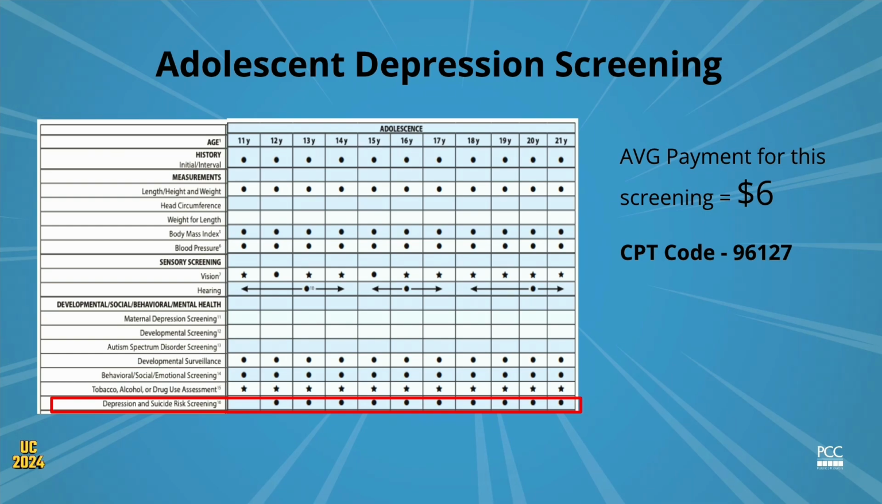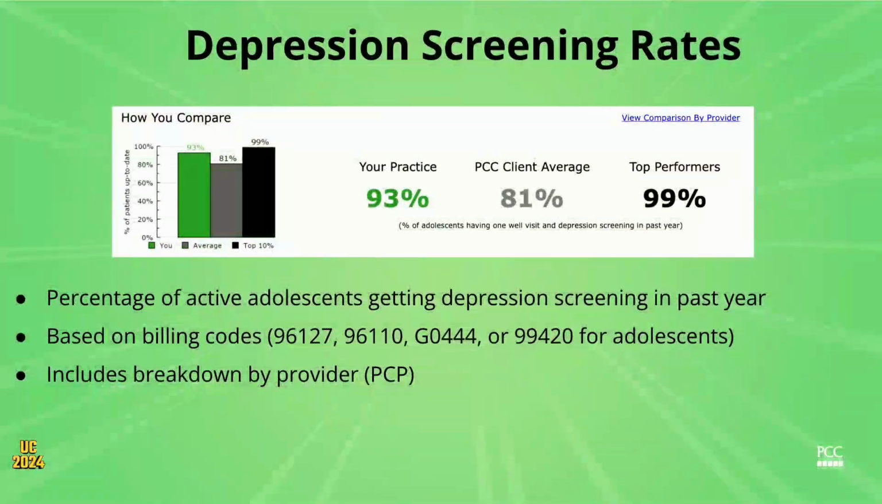So there is revenue opportunity. If you are not billing for this, as you should be, there's a loss of revenue there. This screening is looking at the percentage of adolescents that had a well visit in the last year and also had that screening code billed. It's not just ordering it will capture it. You actually have to bill it with one of these codes listed here. This breaks out by PCP, so you can see that broken out as well.